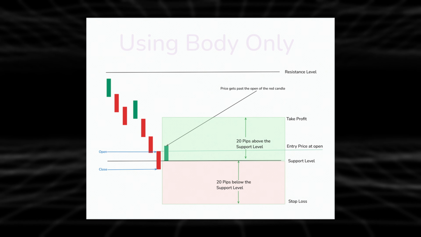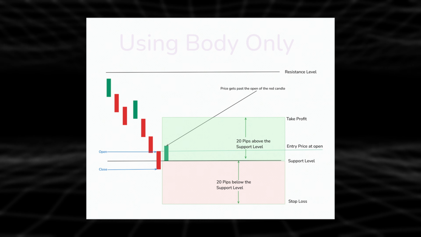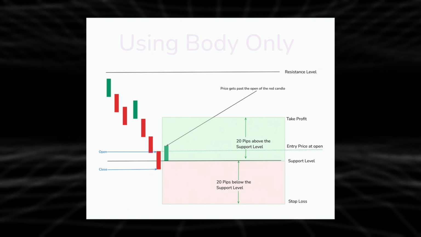Next, we have the entry price at the open, take profit 20 pips, stop loss 20 pips from the support level, making a risk reward ratio of 1:1. And here are the results for the inner, outer, and both.